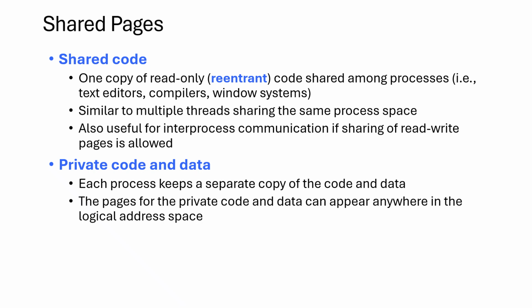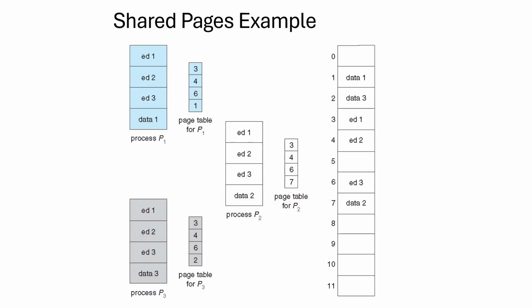Then shared pages. There is only one copy of read-only code shared among processes, like text editors and compilers, similar to multiple threads sharing the same process space. For private code and data, each process keeps a separate copy of code and data. The pages for the private code and data can appear anywhere in the logical address space. Here, for example, ED1, ED2 and ED3 are shared, shared by processes P1, P2 and P3. Data 1, data 2 and data 3 are each process's own content.